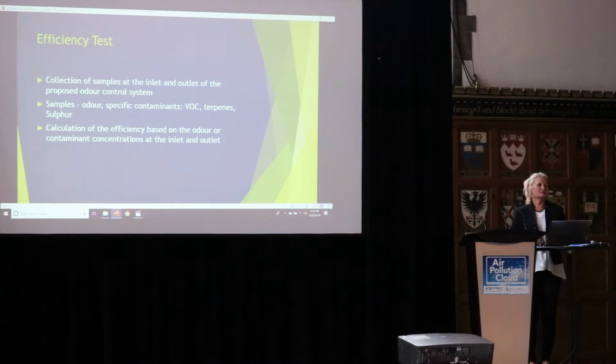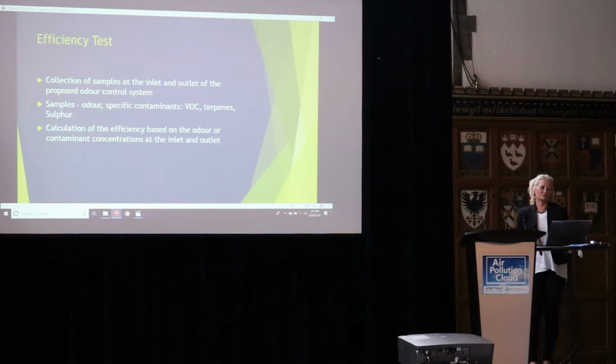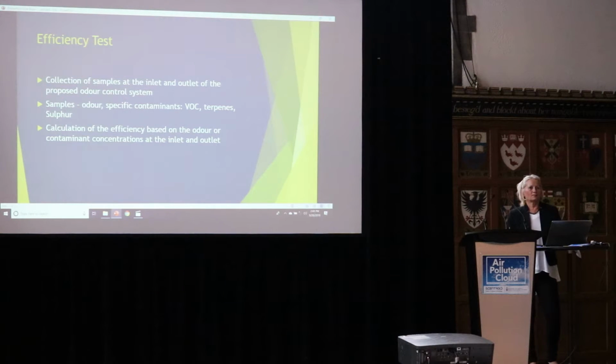What's the efficiency test? The efficiency test is very simple. It's just a collection of the samples at an outlet, and based on the odor concentration, or you can do the efficiency test for specific compounds, and based on their concentrations and calculations.